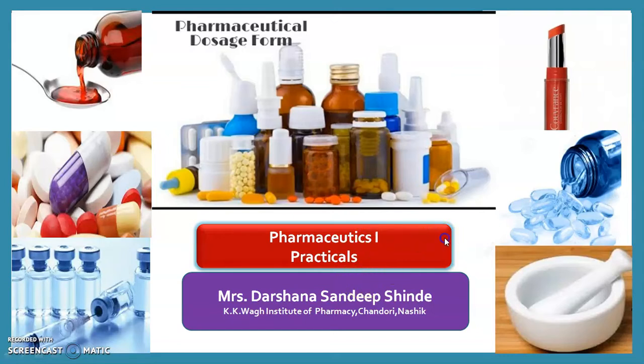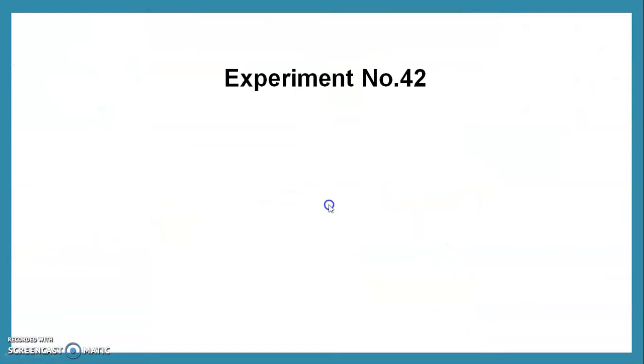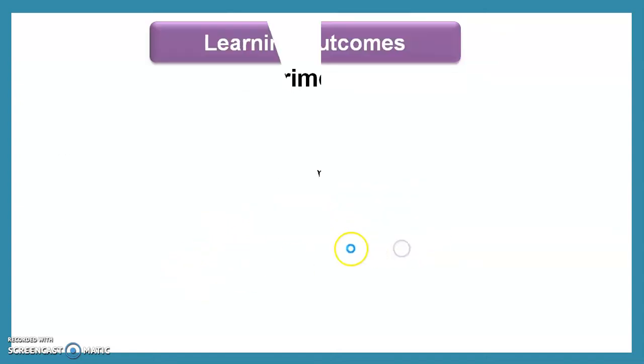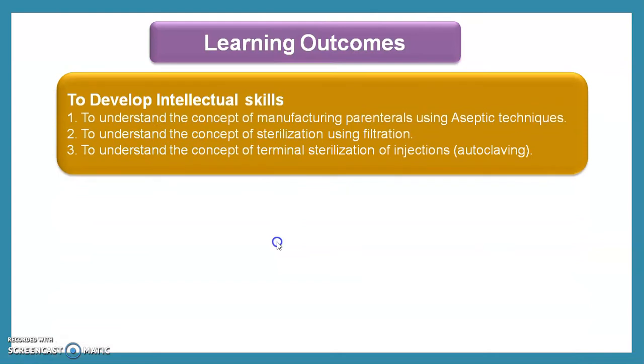Today we deal with experiment number 42. The title of today's experiment is to prepare, evaluate and submit 2 ampoules each of 10 ml dextrose injection IP. Its synonyms are dextrose intravenous infusion and glucose intravenous infusion. Then we see the learning outcomes.